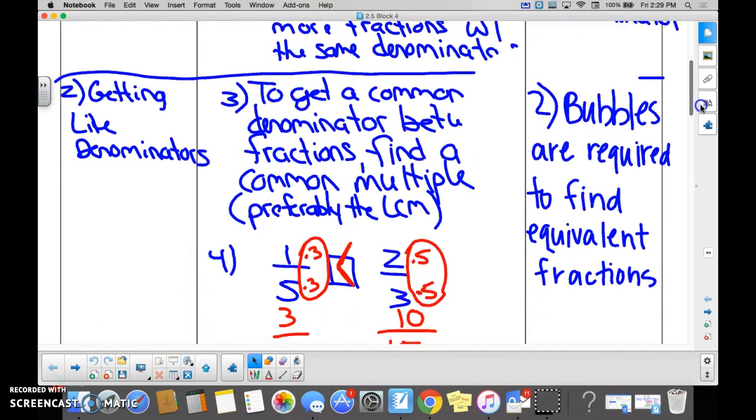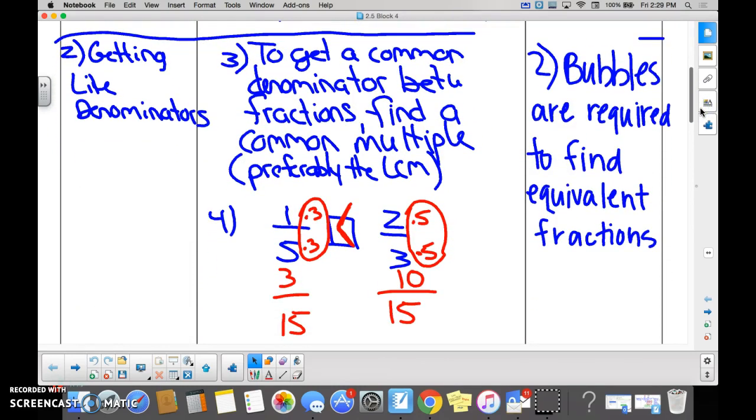All right, number 2, getting like denominators. Can somebody quickly walk me through the process? How do we find common denominators? If I have a fraction like 1/5 and a fraction like 2/3, how do I find a common denominator? Because 5 and 3 are not common, are they? They're different. So Don, how would I find a common denominator for 1/5 and 2/3? Find the least common multiple that they both go into, and then you multiply it by the number of that. Don, that is a beautiful explanation.